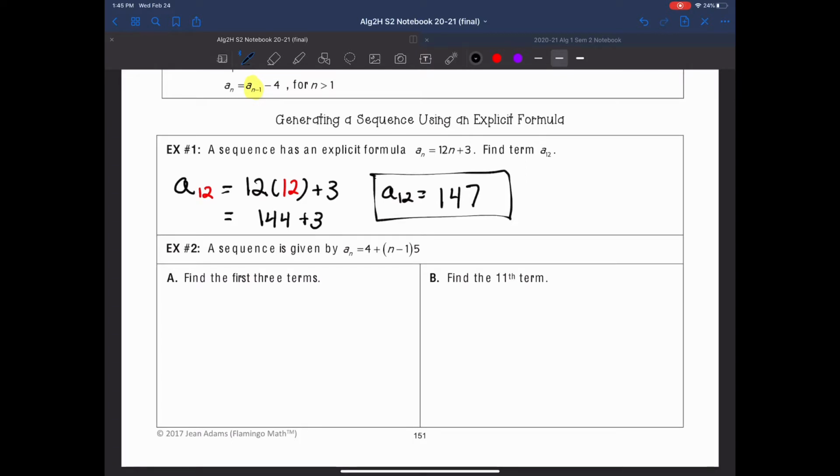Example number 2, a sequence is given by a sub n equals 4 plus n minus 1 times 5.